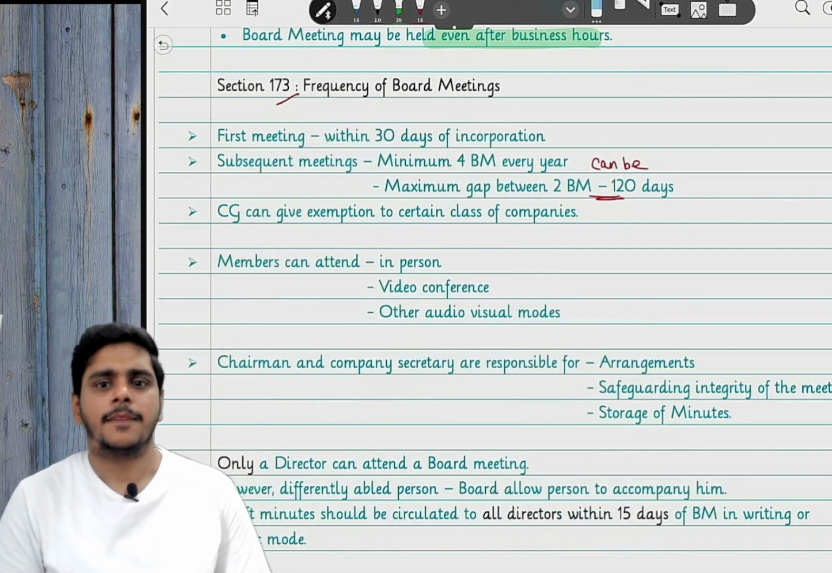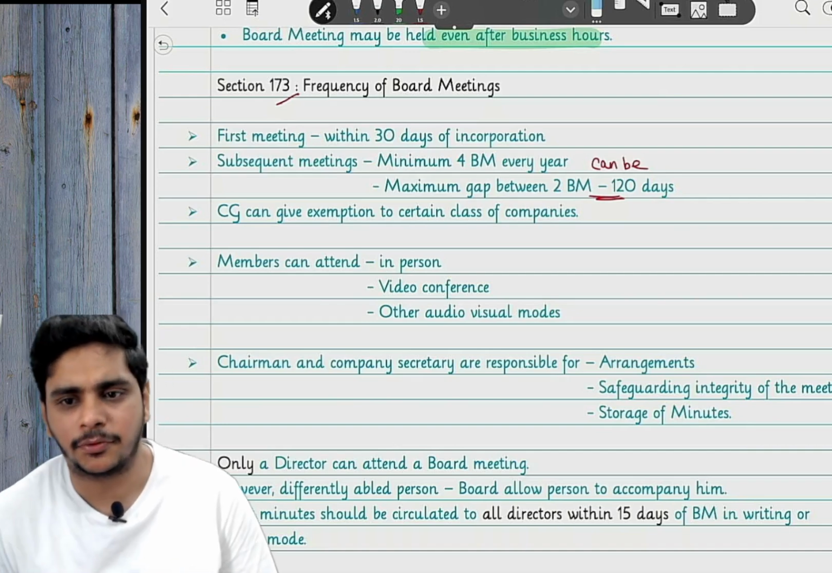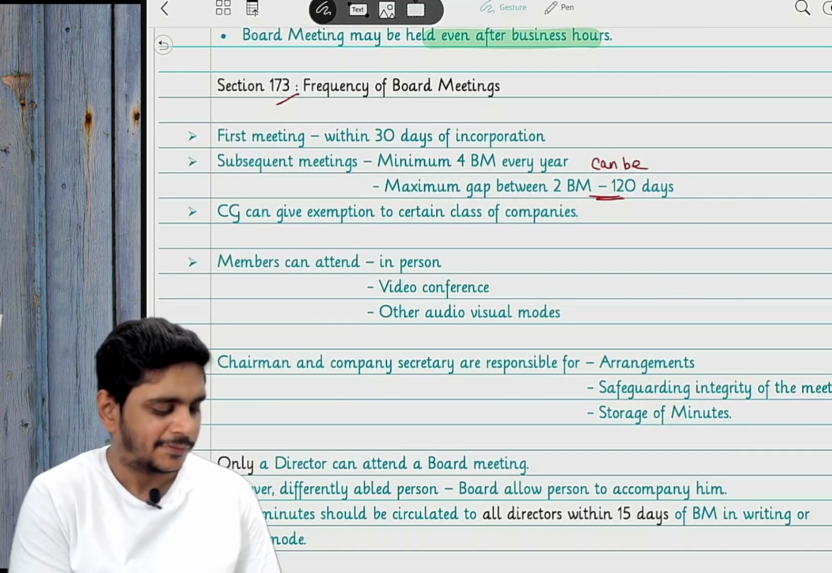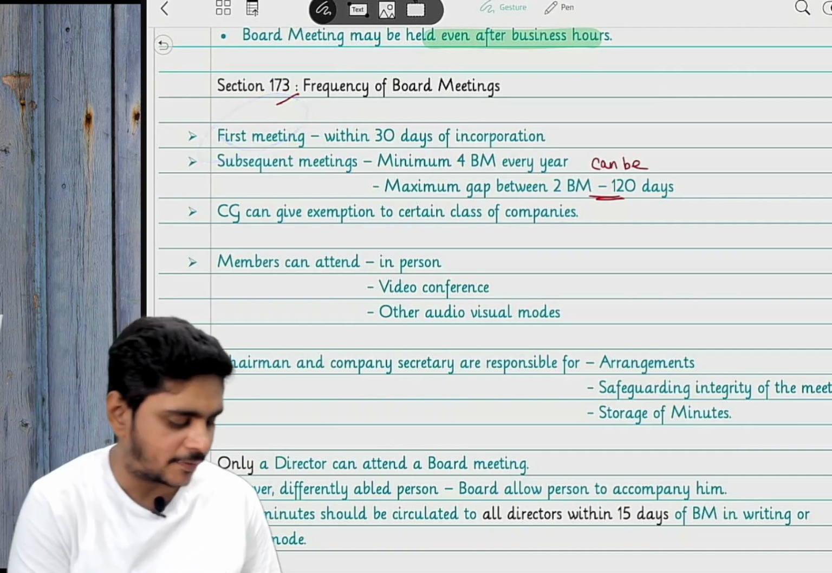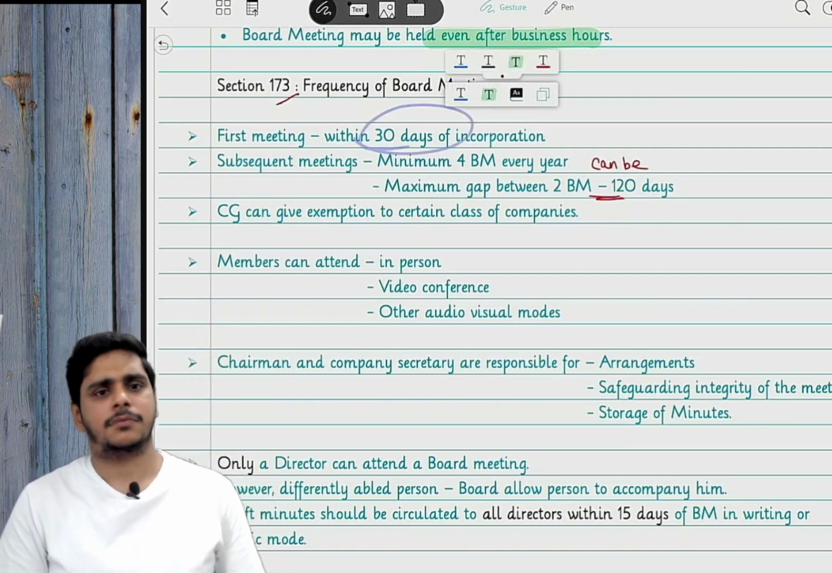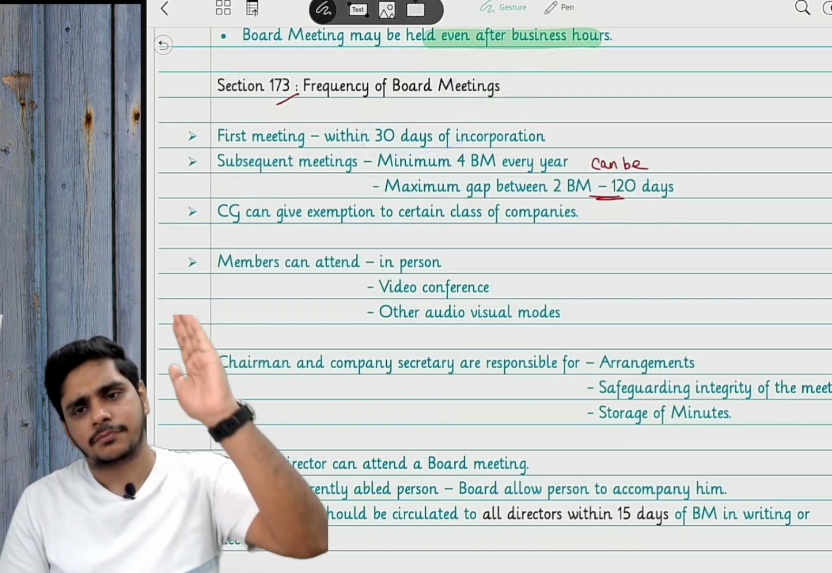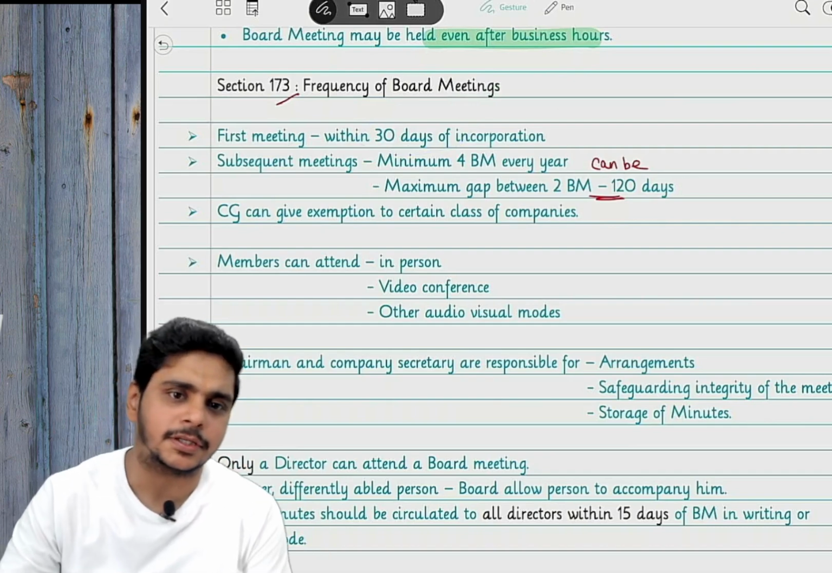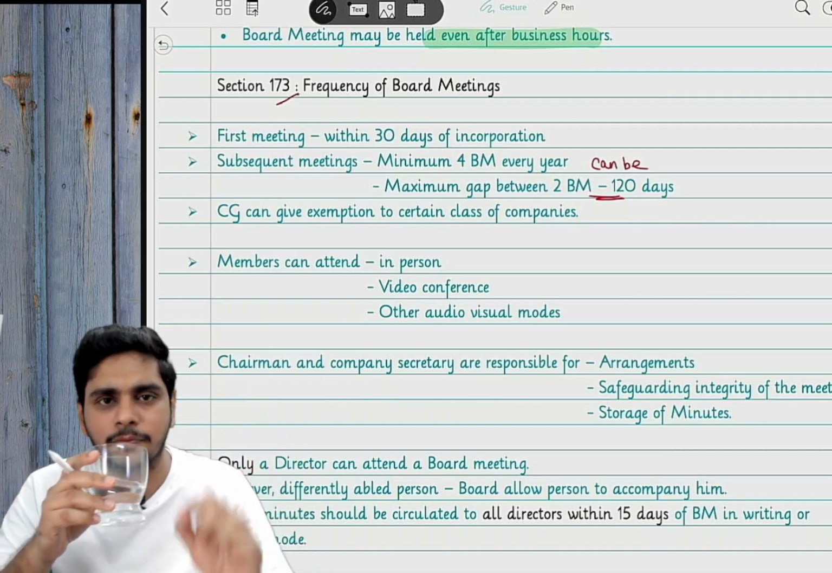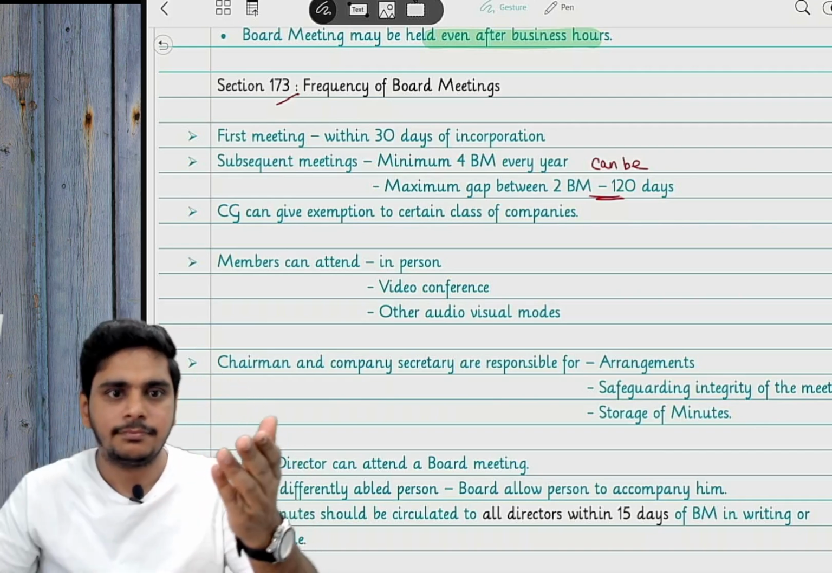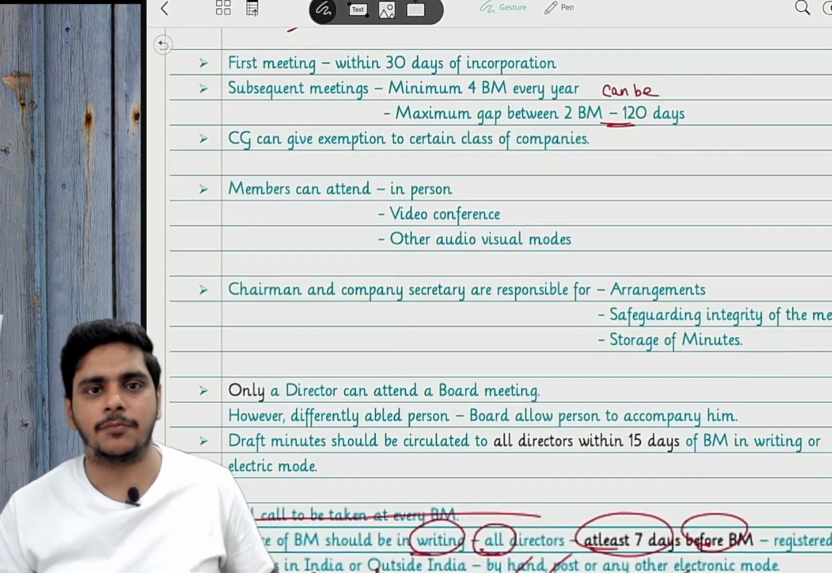Now see, when I say board meeting, it is basically board of directors meeting. The first meeting of the board of directors should be held within how many days? Within 30 days of incorporation. Since the time the company got incorporated, within 30 days you need to conduct one board meeting. Mandatory.